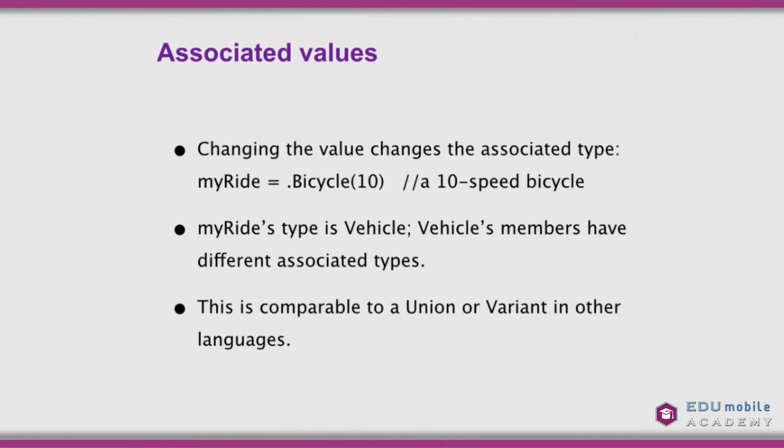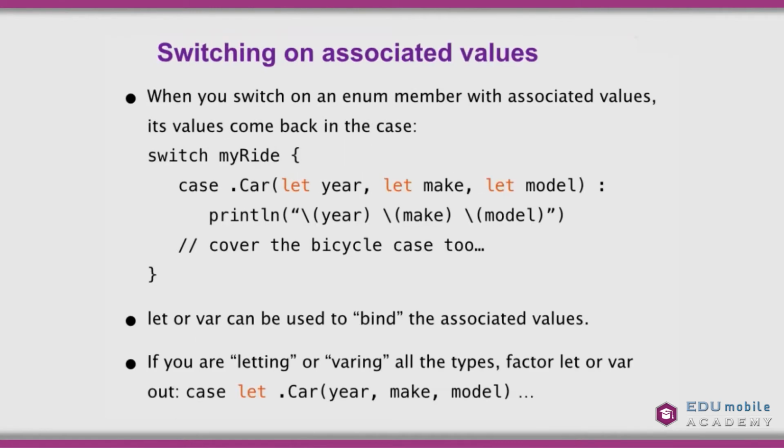So if you're familiar with the concept of a union in C or a variant in some other language, this is the same thing. We don't have to set up some kind of weird structure to do this. We can just have an enumeration with associated types. Pretty neat. Let's keep going. We can switch on those associated values, and look how we do this.